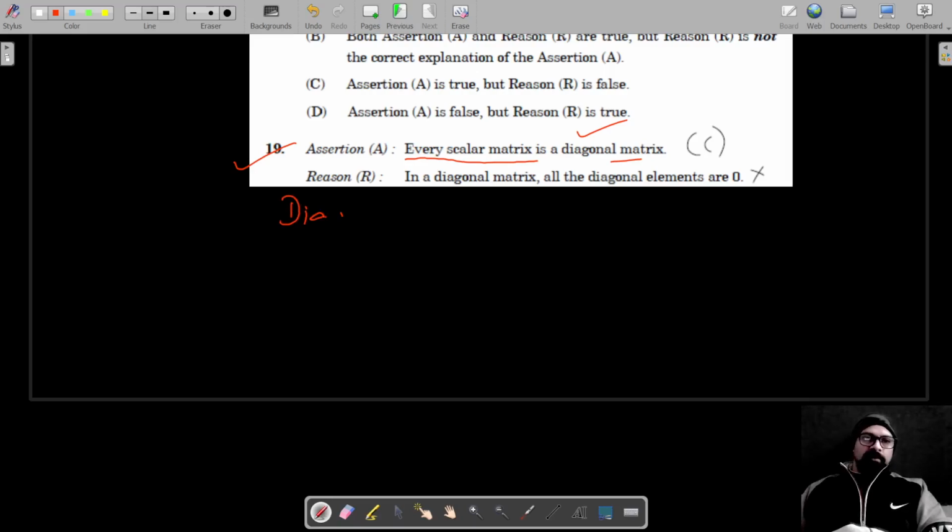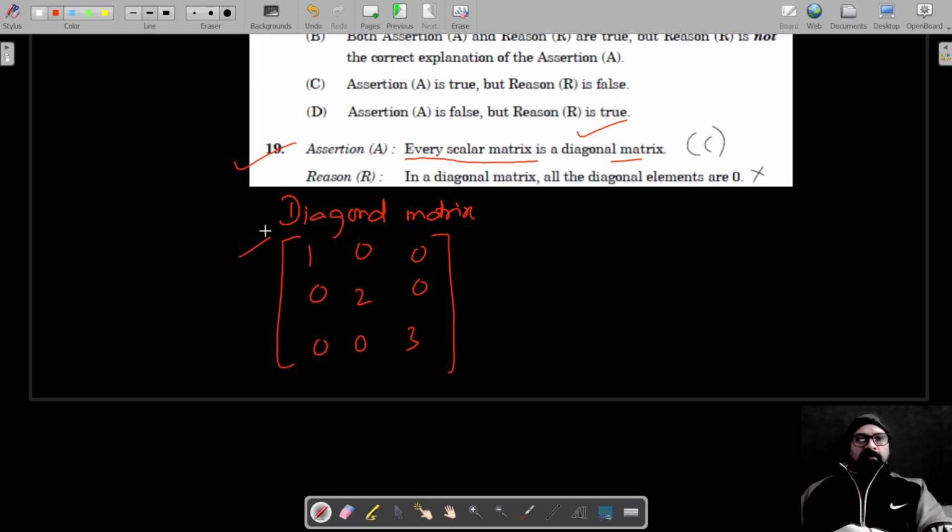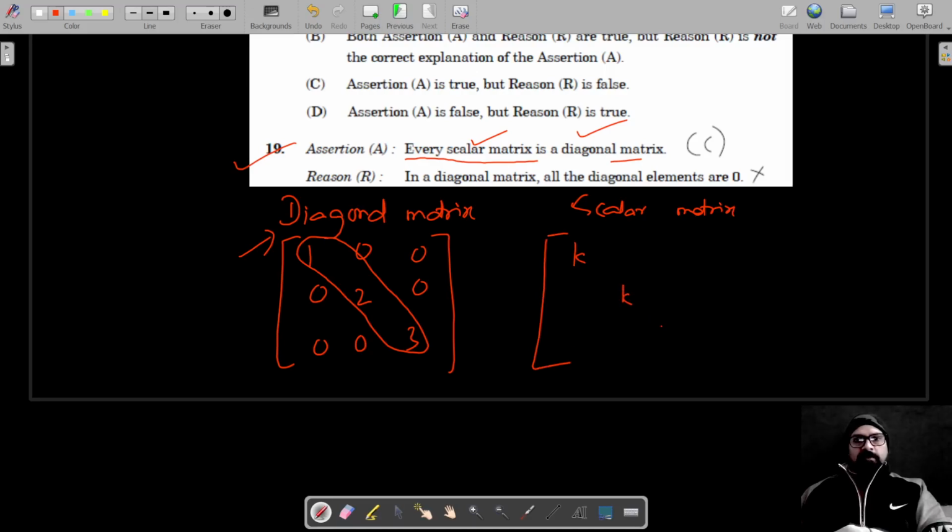A diagonal matrix has principal diagonal elements. So let's consider a square matrix of order 3. I will put the diagonal elements as 1, 2, 3, and all other elements as 0. So this is a diagonal matrix in which all the principal diagonal elements are non-zero. Now, what is a scalar matrix? A scalar matrix is a diagonal matrix in which all the principal diagonal elements are the same value, let's say k, and all other elements are 0.